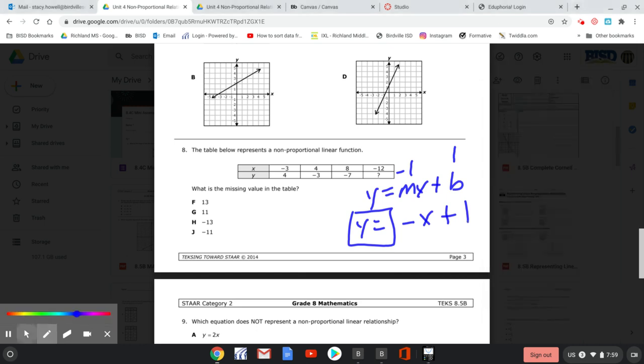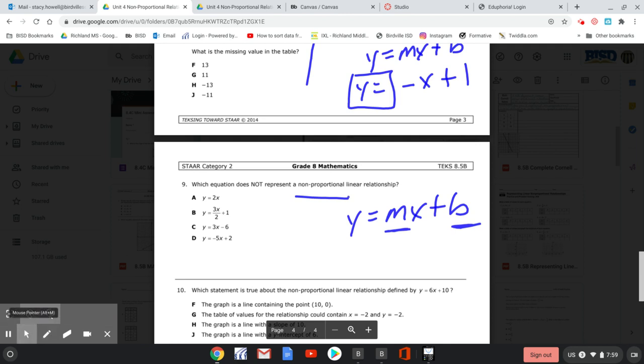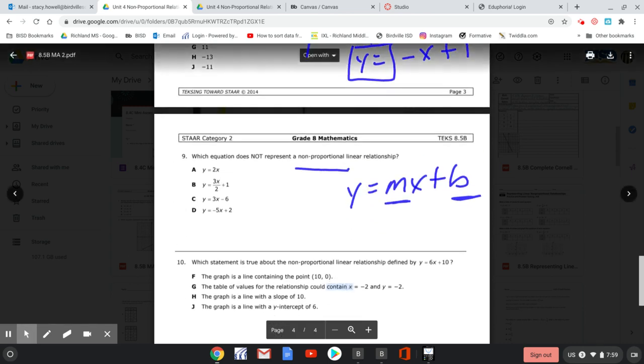Let's see if we can find another problem. Which equation does not represent a non-proportional relationship? So per our notes, we know non-proportional has a y-intercept, and it's in the form of y equals mx plus b. We have 2 numbers. Non-proportional has 2 numbers. So based on that, you should know what the answer is. And we won't do that one.